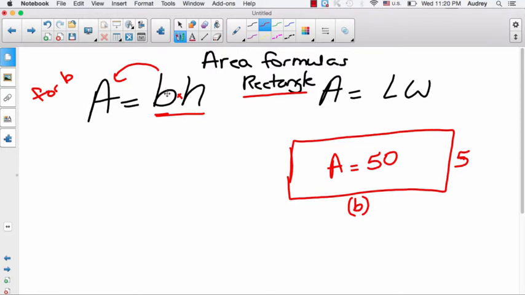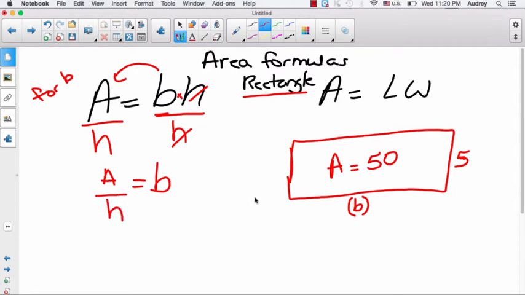So if I need to separate the b, I need him to stay exactly where he is. He's not moving anywhere. The h needs to leave. Those two cancel out. Notice, I divided by h. I go on this side and I divide by h. And what am I left with? I'm left with b equals a divided by h.